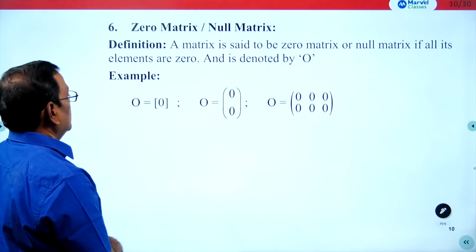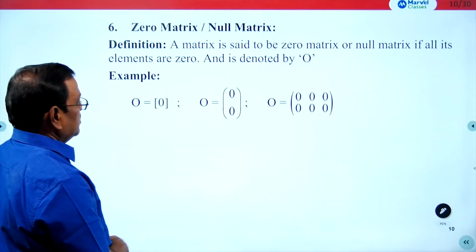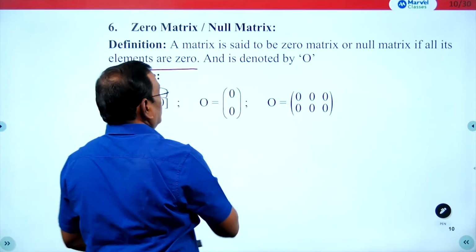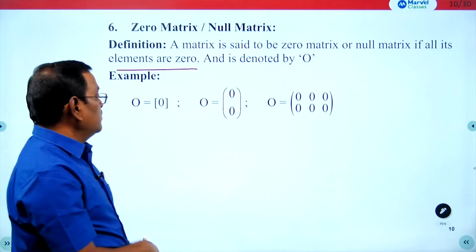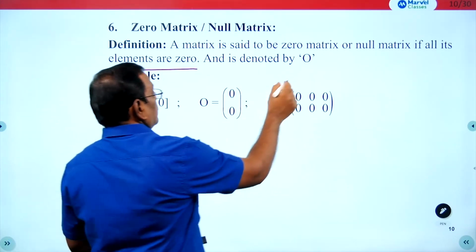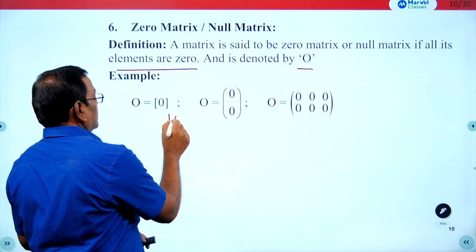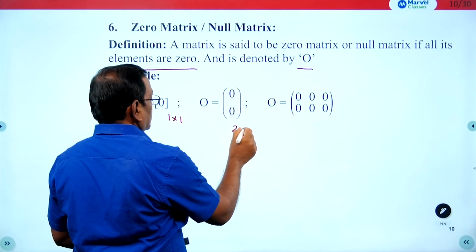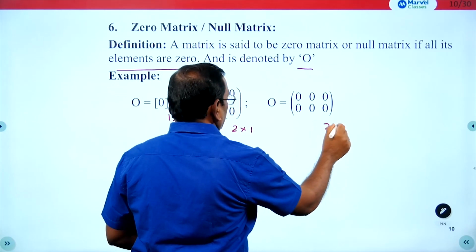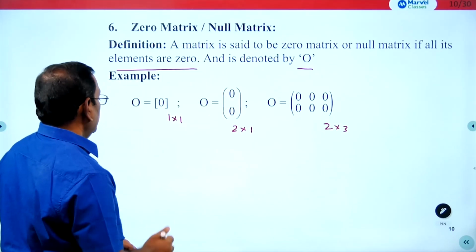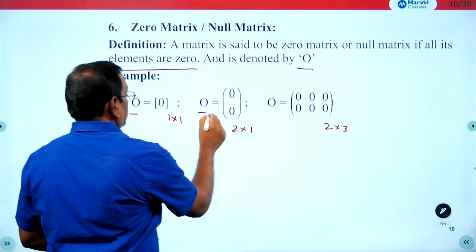Zero matrix or null matrix. A matrix is said to be a zero matrix or null matrix if all the elements are 0, and it is denoted by capital O. Here this is a zero matrix of order 1 by 1, a zero matrix of order 2 by 1, a zero matrix of order 2 by 3. But all 3 matrices are denoted by the same alphabet, capital O.